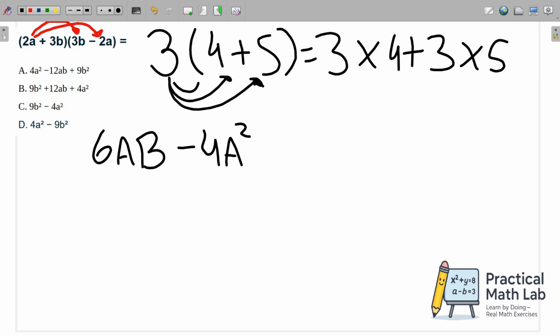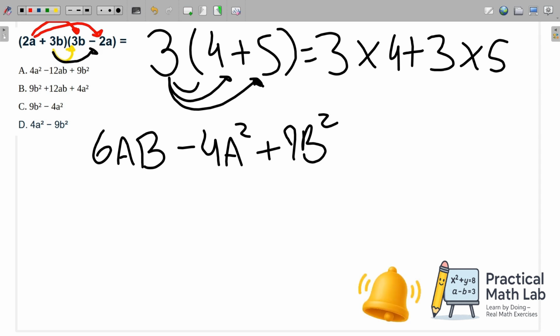Now, let's break it down step by step. First, 3b multiplied by 3b gives us positive 9b squared, because 3 times 3 is 9 and b times b is b squared. Next, 3b multiplied by negative 2a results in negative 6ab, since 3 times negative 2 is negative 6, and b times a is simply ab.